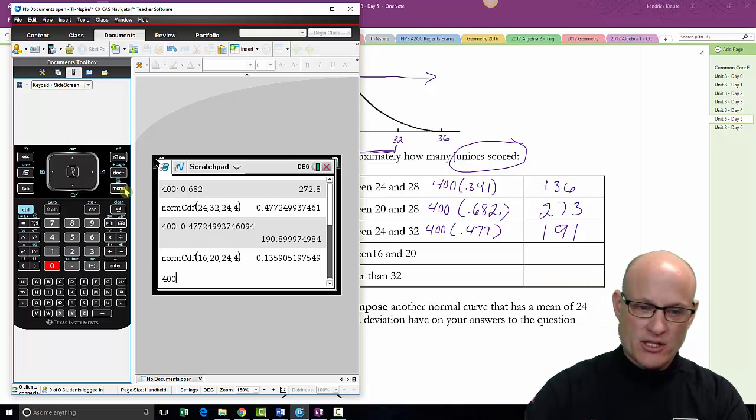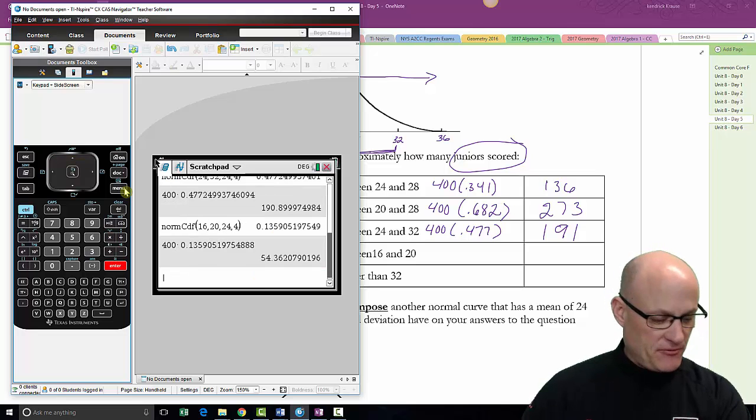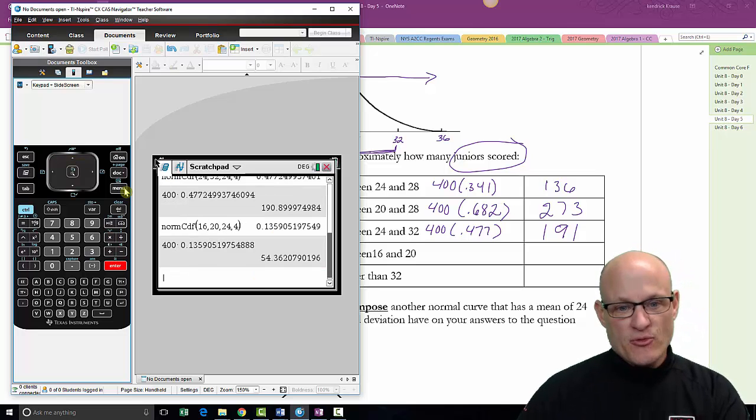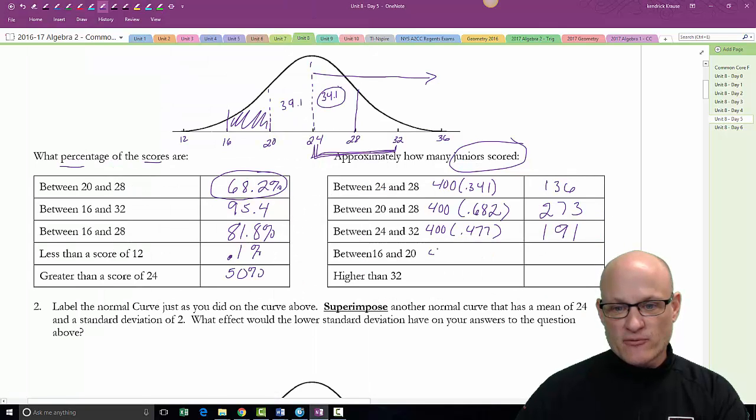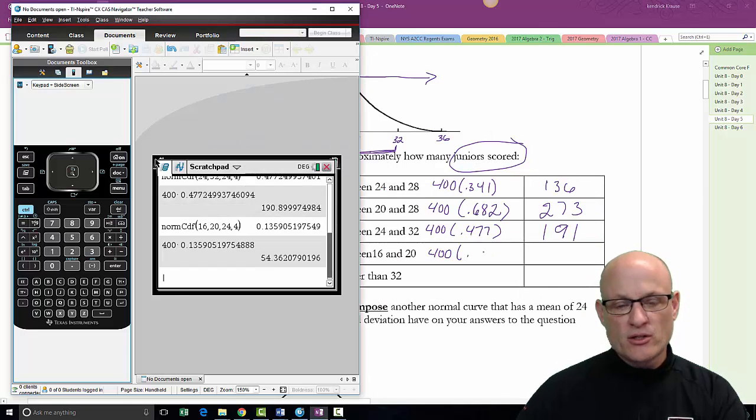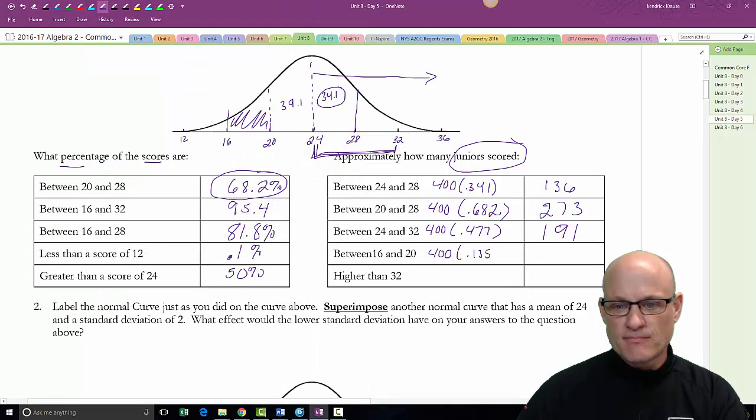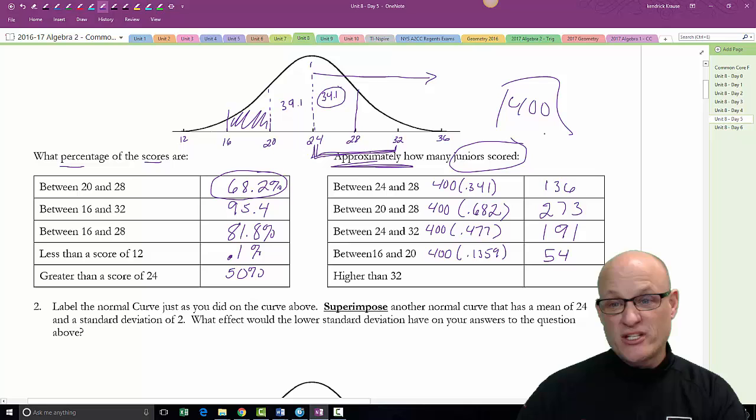0.1359, so we're going to take 400 and multiply it by that. And I get 54.36. So 400, first of all, I should show my work, 0.1359. And I get 54.3, so that's 54. Remember, these are students. These aren't percentages. These are the number of students. So I'm taking the 400 students I was given and multiplying by the percentage.